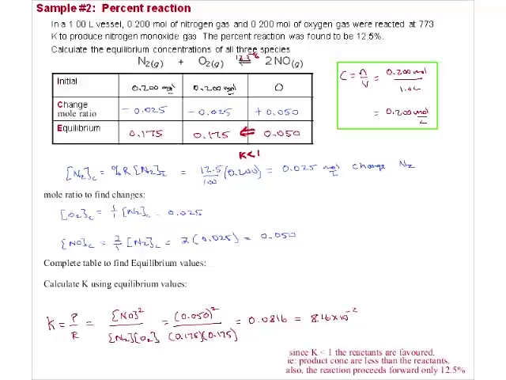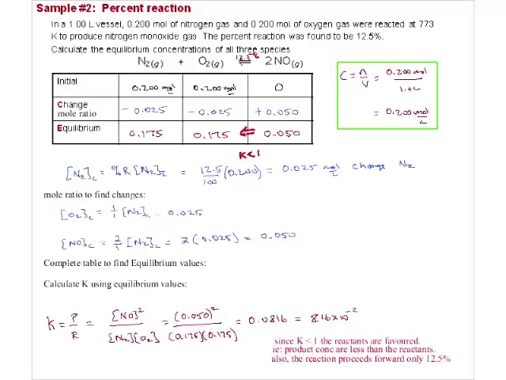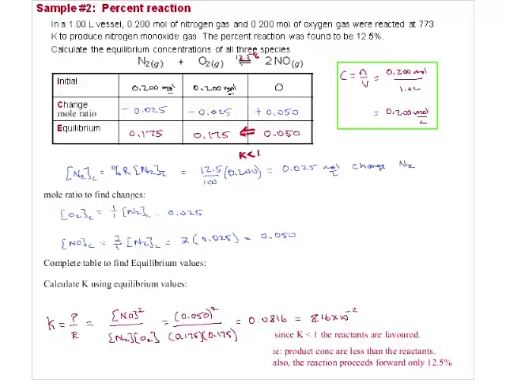So because it's going to be less than 1, we're expecting the products to be much smaller because the reaction only proceeds 12.5%. It only wants to move forward 12% of the time. The other 88%, it prefers to stay as reactants. So our calculations are making a little bit of sense. The numbers we're getting, we're able to make some kind of prediction as to whether it's going to be greater than or less than 1.